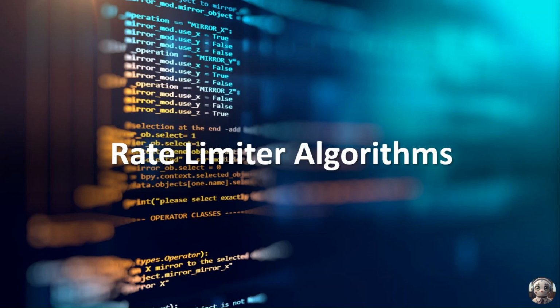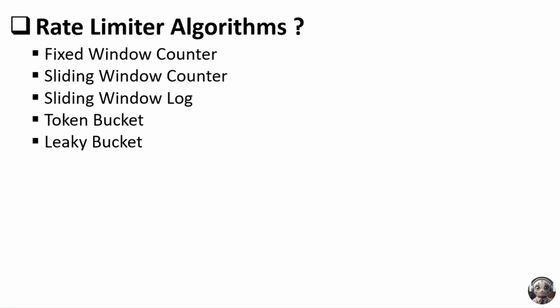Rate limiter algorithms. A rate limiter algorithm is a set of rules or logic designed to control the rate at which requests are processed by a system. Essentially, it's a mechanism used to prevent a system from being overwhelmed by too many requests in a short period of time.